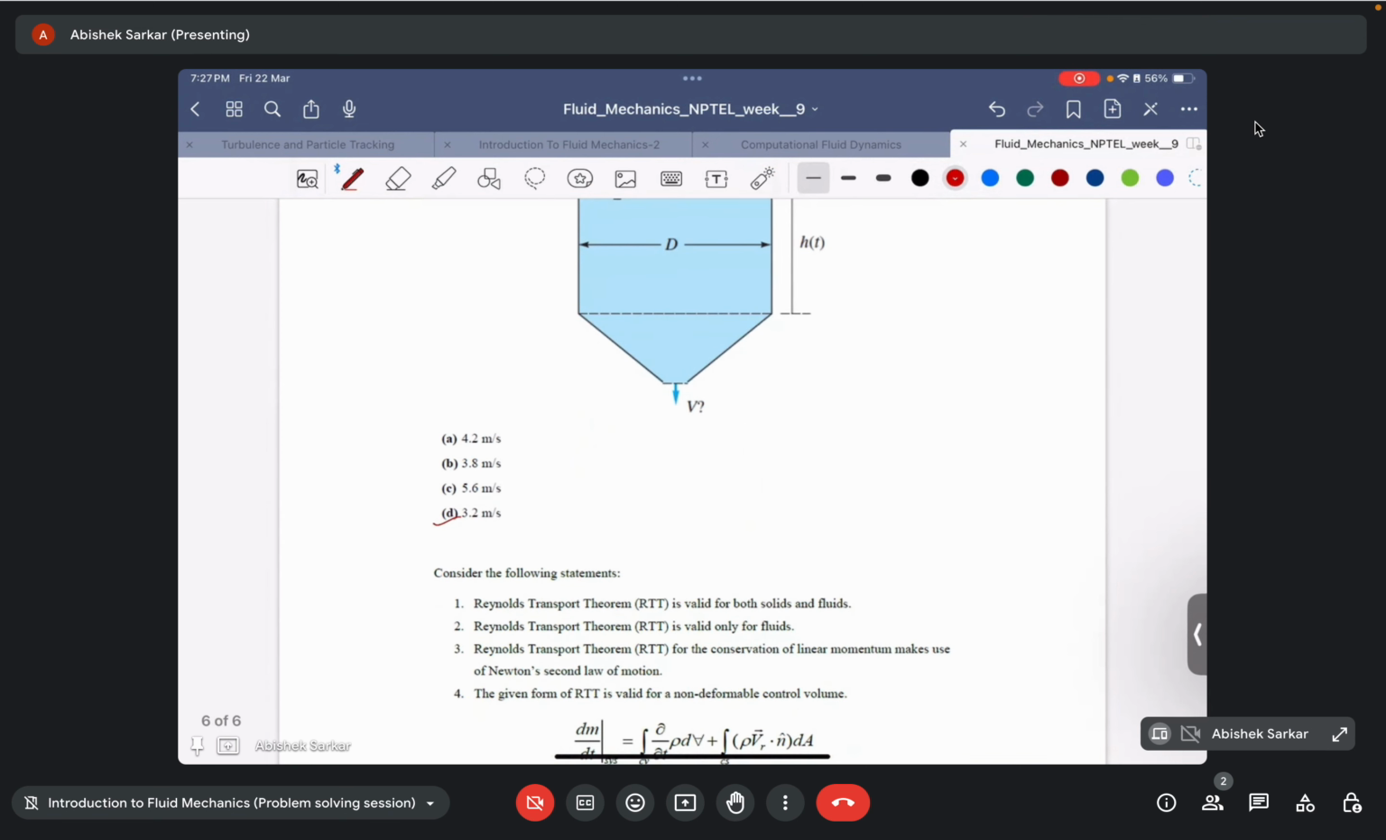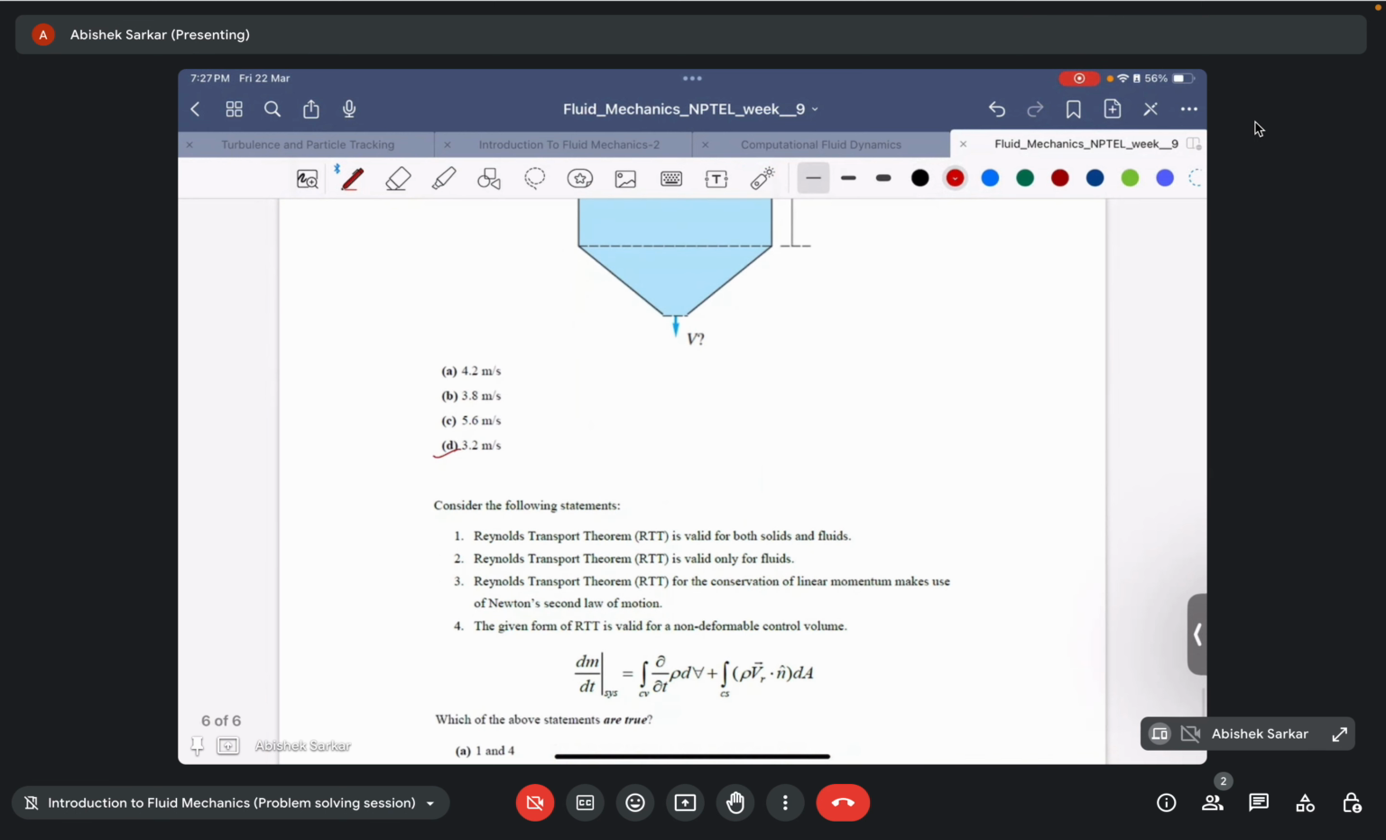So the final question in our hand is a conceptual question once again. So the question is, consider the following statements. Okay. The Reynolds transport theorem is valid for both solids and fluids. Yeah, that's correct, because nobody has told that this equation is for solid or fluid. They have not mentioned this at all while we are deriving or transforming the equations using RTT. Okay, so there is no specification for that.